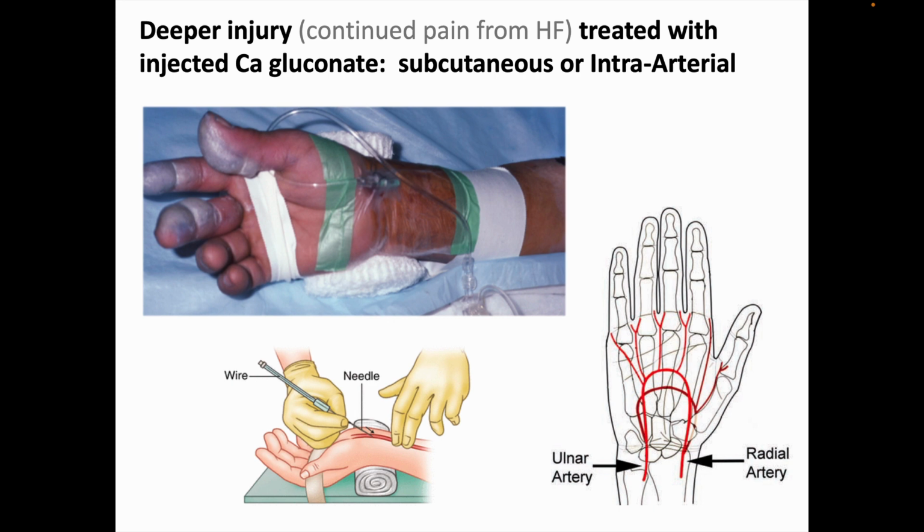What's sometimes done in these situations is intra-arterial administration of calcium. As shown here, a catheter can be inserted into the radial artery. This is the same kind of catheter used to continuously monitor blood pressure for critical patients in the ICU. And when you infuse calcium through the arterial line, it will be distributed distally throughout the hand and fingers.